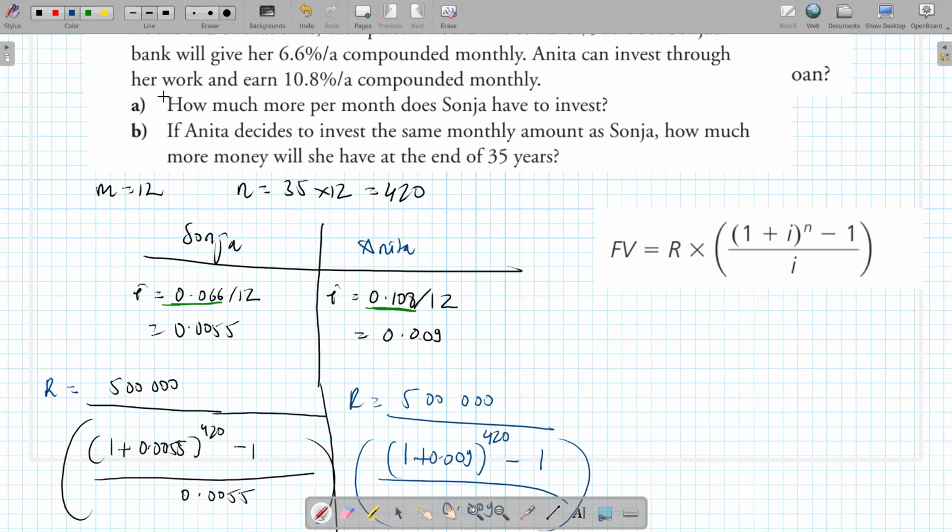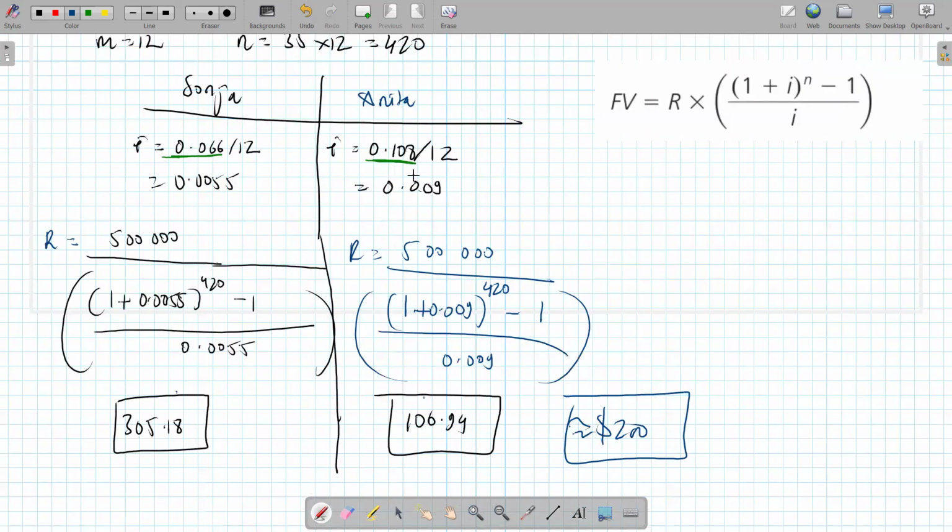Part B: if Anita decides to invest the same amount of money as Sonia, how much more money will she have at the end of 35 years? So what is part B asking us? Right now Anita is depositing $106. Part B says if instead of 106, she deposits 305, what will it amount to after 35 years? Is it going to be higher or lower than 500,000?